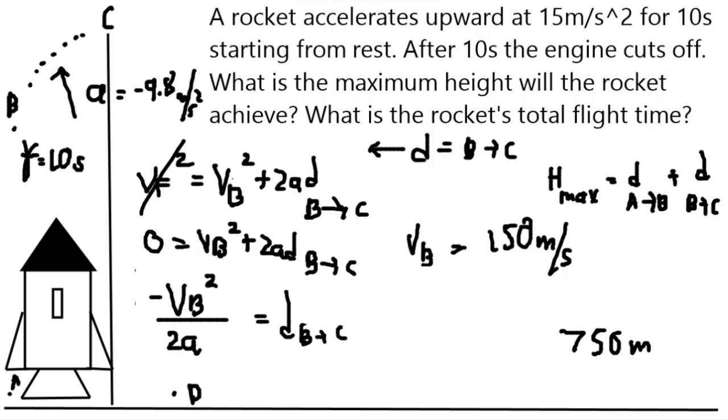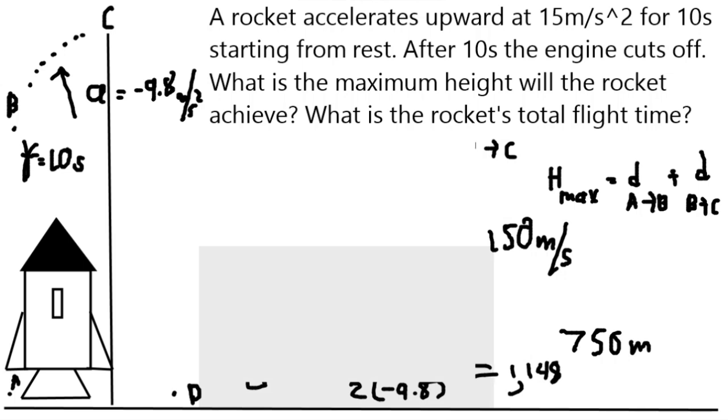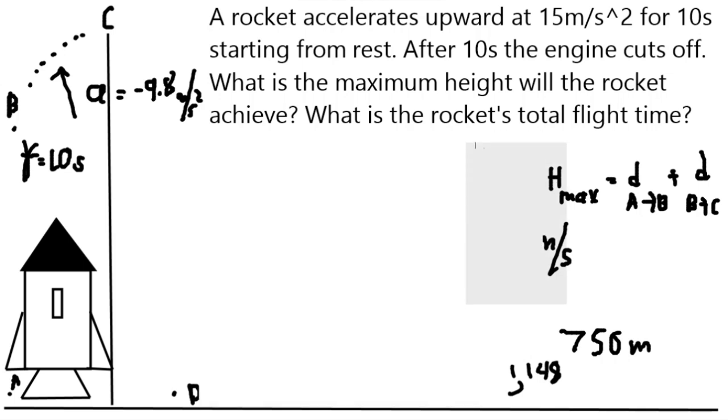So we're going to plug in everything that we know now. The distance from B to C is going to be negative 150 squared divided by 2 times negative 9.8 meters per second squared, instead of 15 meters per second squared. So that's going to be 1148. There's a lot of momentum that made it reach point C. It's much further than 750 meters.